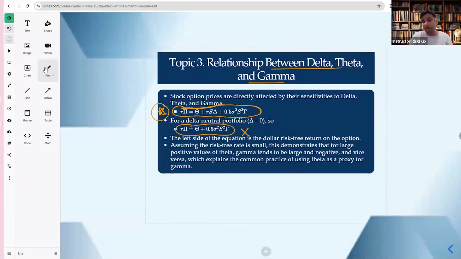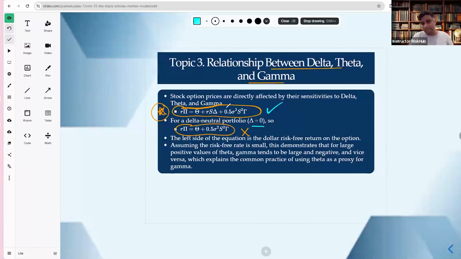Then we have the relationship between delta, theta, and gamma. Remember this relationship, guys. The only thing is the next formula, you don't need to remember. For a delta neutral portfolio, delta is 0, so this becomes 0. But remember this formula. What is this? This is r.